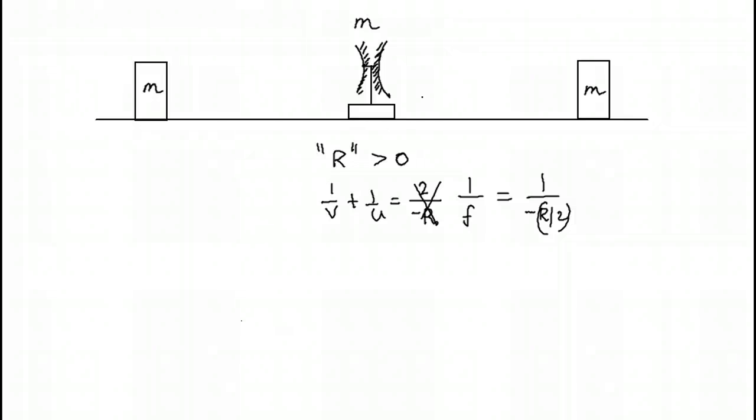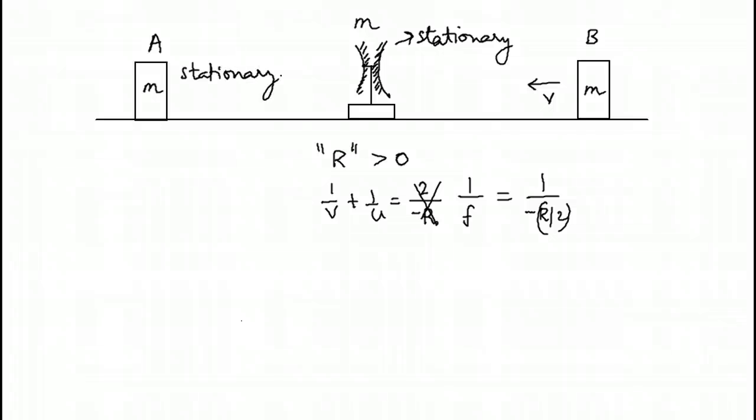Now the mirror stand system is given to be stationary, while each of these blocks has its own velocity. That is, the right hand side block, which is called B, is moving towards the left with a velocity v, while the left hand side block A is currently stationary. Of course, each block, including the left hand side block, is free to move on the floor, which is assumed to be frictionless. The mirror stand system is also free to slide on the frictionless floor.